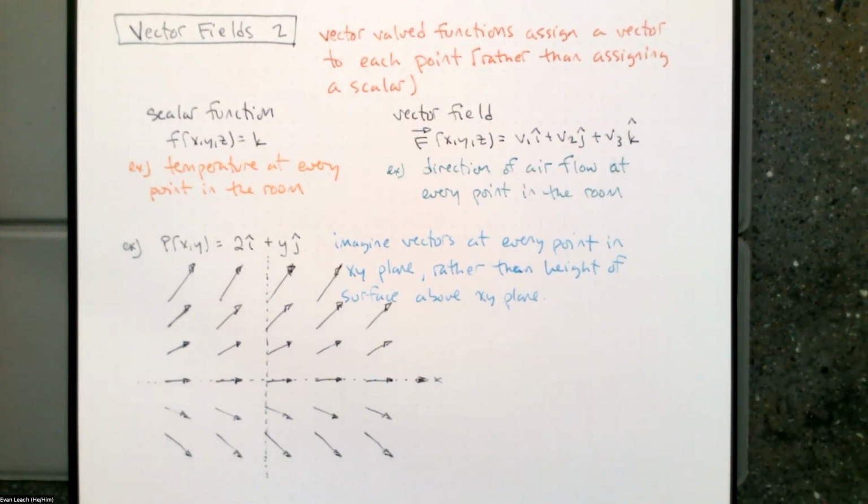So this was just our introduction to what's going on. At each point, we're assigning a vector. Rather than at each point, we assign a scalar. So the height, oops, I got to point it towards the camera. The height, it's very difficult to do. At each point, we're assigning a vector.